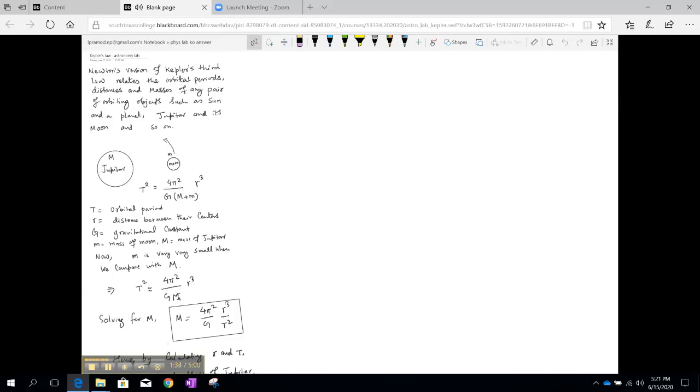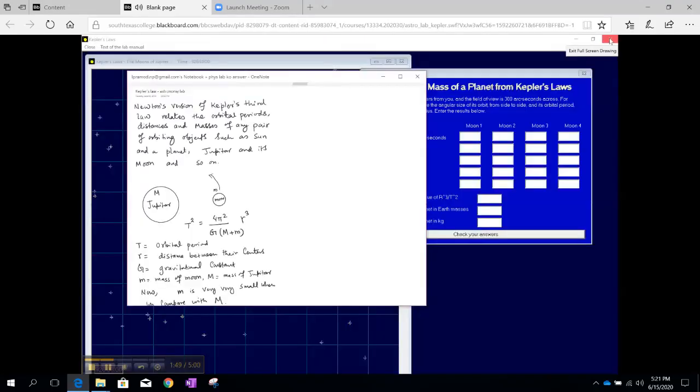So when you solve for the mass of Jupiter, it should be equal to 4 pi squared over G times r cubed over T squared. This number is very important here. If you know this number and multiply by this constant, you get the mass of Jupiter. That's the idea. Let me get to the lab.